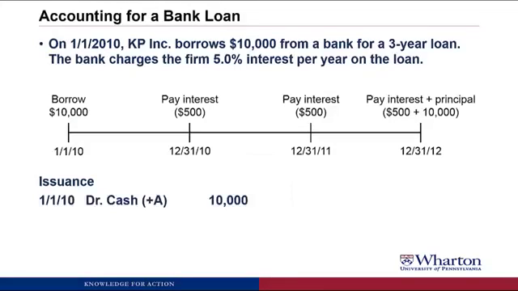Okay, so on January 1st, 2010, we're going to receive cash, $10,000. So we debit cash, $10,000. And we want to credit a liability for what we owe the bank. So we credit notes payable, $10,000.